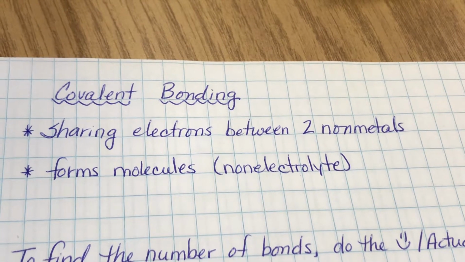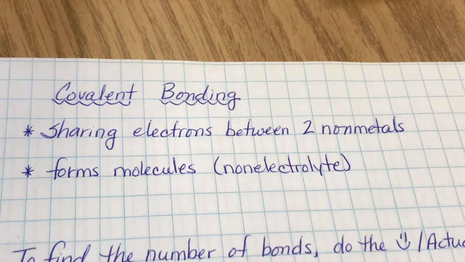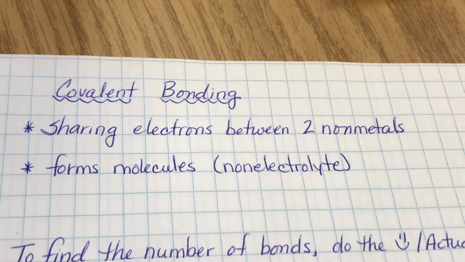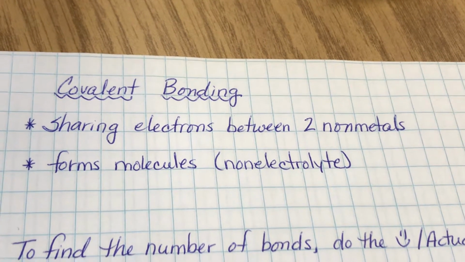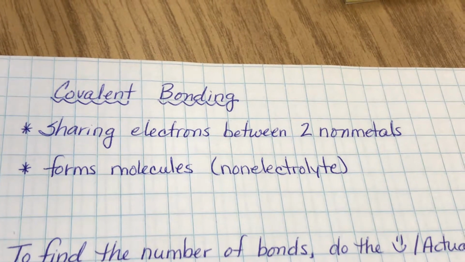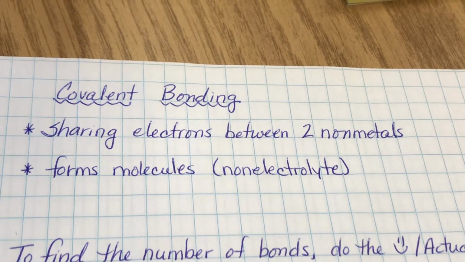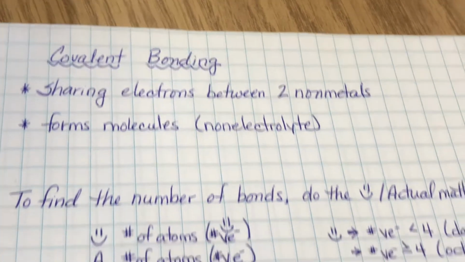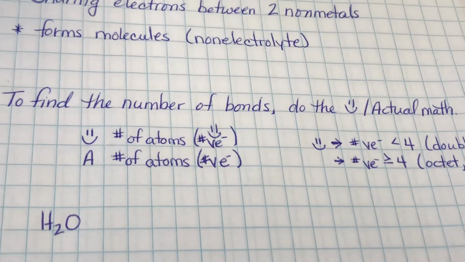For covalent bonding, when we go to draw and find all the shapes, we're going to find that covalent bonds are again between shared electrons of two nonmetals. These do form molecules and therefore are non-electrolytes. In order to find the number of bonds, we're going to be using what's called happy actual math.